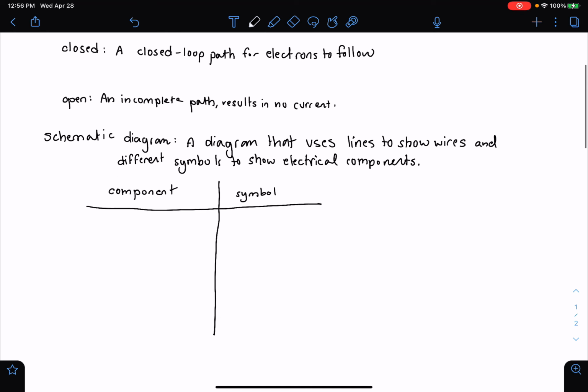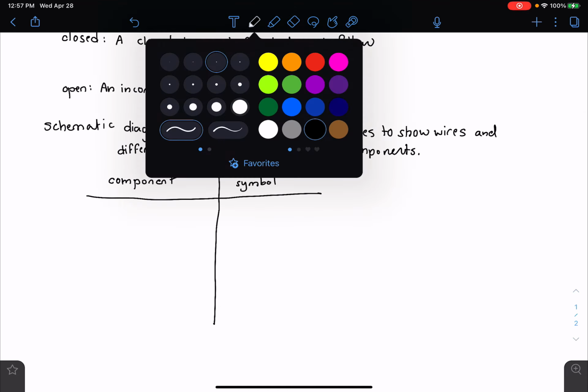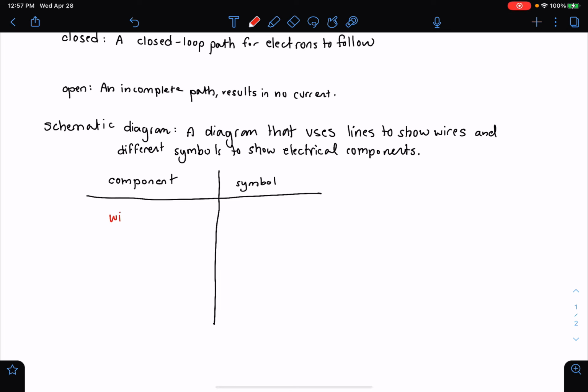Okay? So the first is a wire. So if something is a wire, the symbol for it is just going to be a line. Pretty easy. Sometimes the line might be like a bent line if it's a corner, but any line that is connecting different components together is just going to be a wire. Also, resistor.